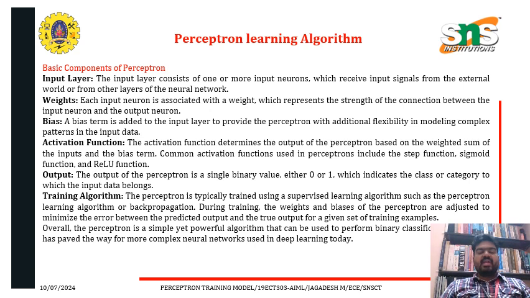Activation functions: the activation function determines the output of the perceptron based on the weighted sum of the input and the bias term. Common activation functions used in the perceptron include the step function, sigmoid function, and ReLU functions. Then output: the output of the perceptron is a single binary value, either 0 or 1, which indicates the class or category to which the input data belongs. The training algorithm: the perceptron is typically trained using a supervised learning algorithm such as the perceptron learning algorithm or backpropagation.